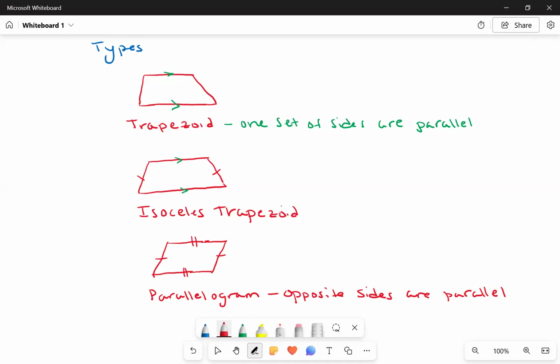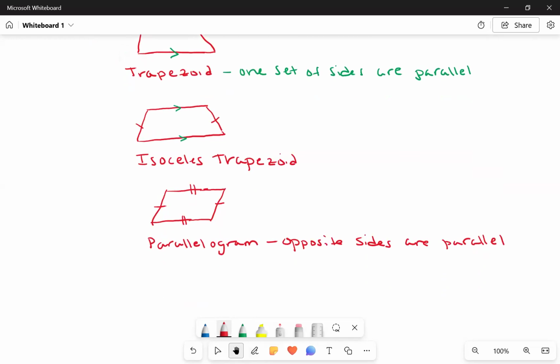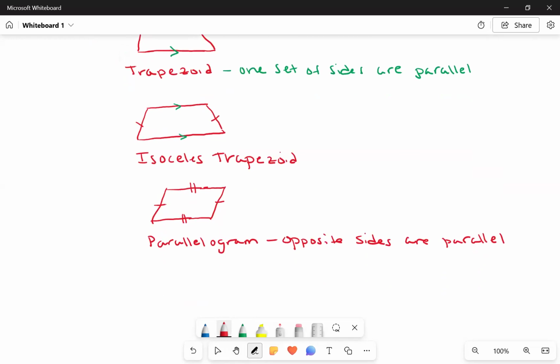Oh, I just realized I did that in red instead of green. I have to be consistent. I'm sorry, I have to erase it. I'm just that OCD. Okay. Sorry. Opposite sides are parallel. Okay. Sorry.